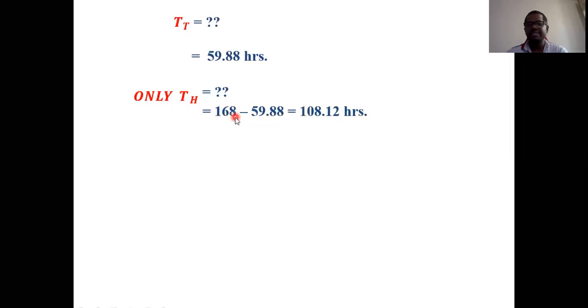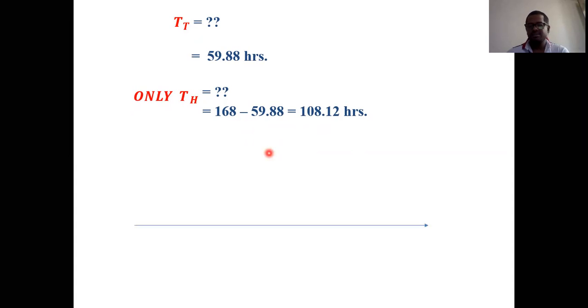When you solve this equation, you will get the TT value as 59.88 hours. So when you know the TT value, then automatically you can calculate the TH value. How to calculate it? Total time period minus the TT value, then you will get 108.12 hours.